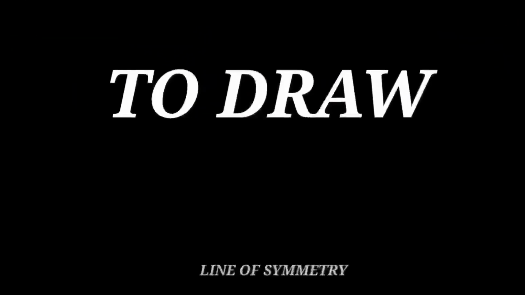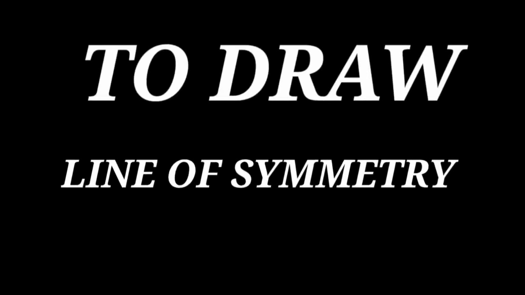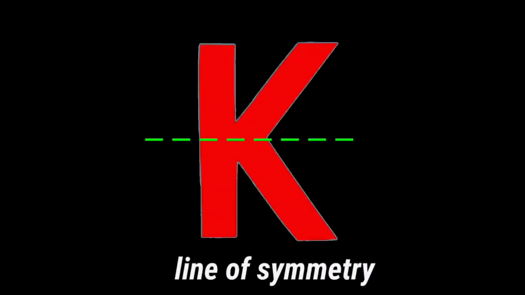Now students, let us learn to draw line of symmetry in the given figures. Here we have the letter K. We can divide this figure along its width into two identical parts. But it cannot be divided into identical parts along any other direction. Therefore, the letter K has only one line of symmetry.